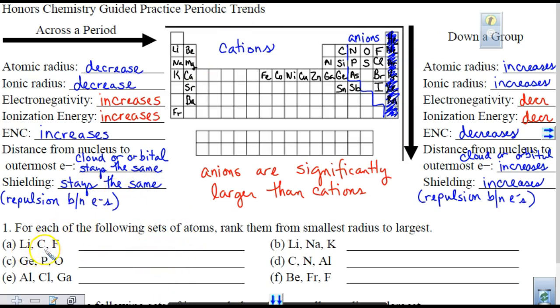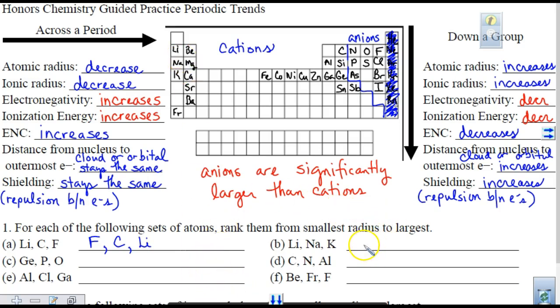So the first one, we're comparing lithium, carbon, and fluorine. These elements are located in the second period. Our trend in atomic radius is that it decreases as we go across, so the farther to the right, the smaller it's going to be. Of these three, fluorine will be smallest, and then we work our way backwards to get the increasing size. Carbon would be next, and then lithium would be the largest of those three because it's all the way on the left-hand side.